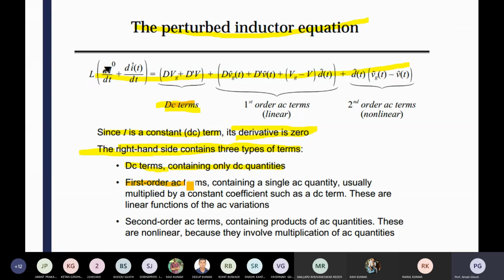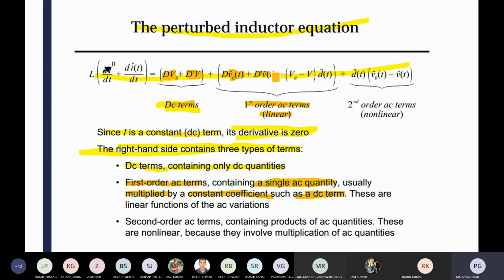Then the first order AC term contains a single AC quantity, usually multiplied by a constant coefficient, such as a DC term. In the DC case, the DC term is multiplied with only DC terms, both are DC. But in the first order AC terms, you can observe that capital D is multiplied with the small variation v cap g t. So in all the cases you can see it like that.